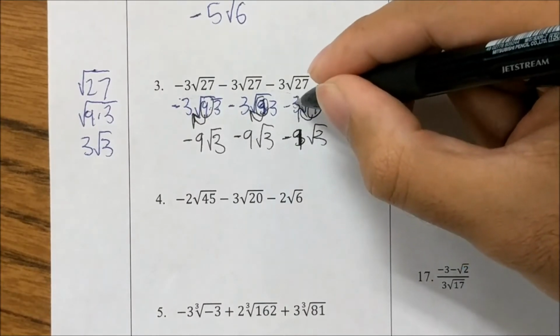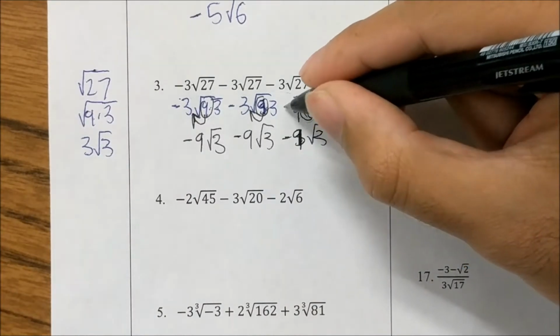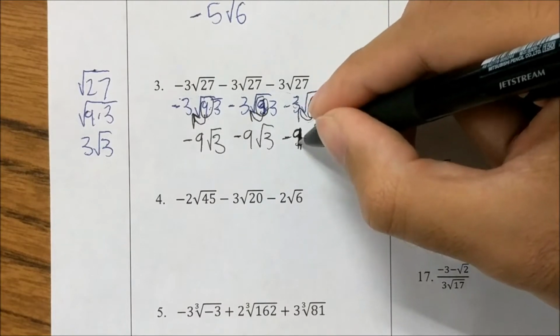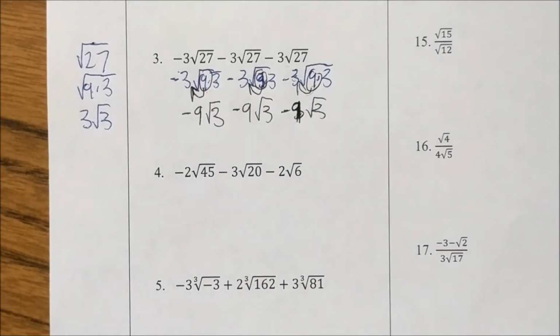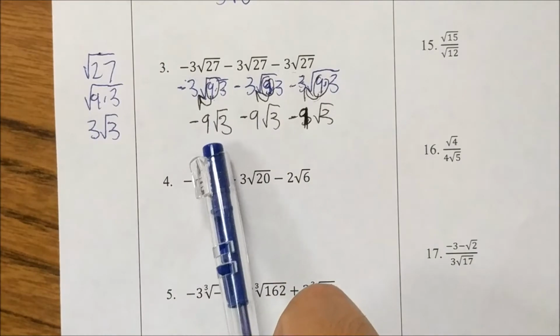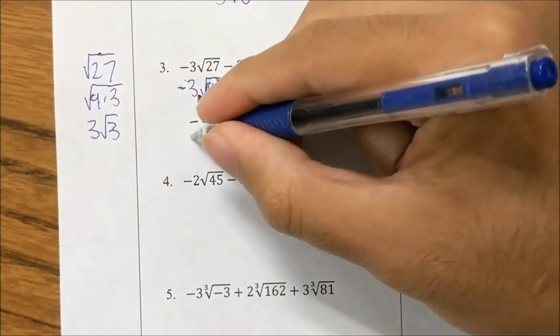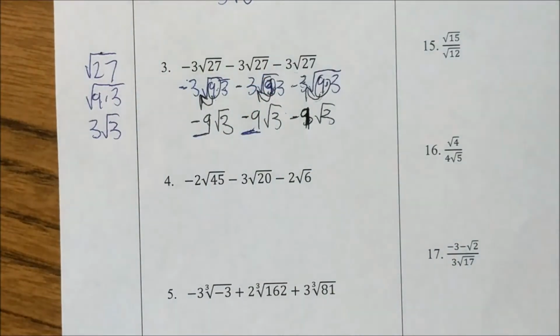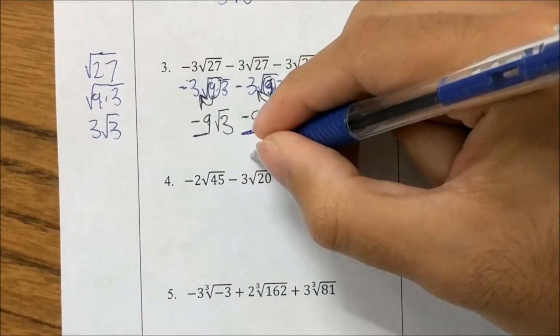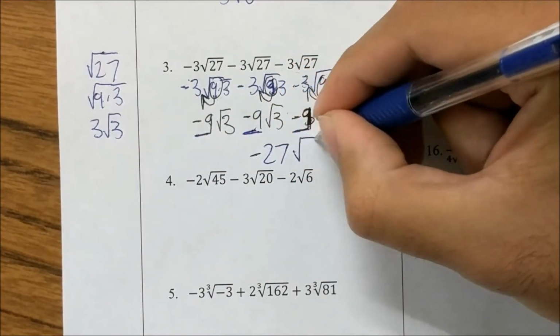Okay, so sorry, there was already a -3 there, so when I take a new 3 out, -3 times 3 is -9. And then now all of them have matching radicands and matching indices. So -9 minus 9 is -18, minus another 9 is -27.